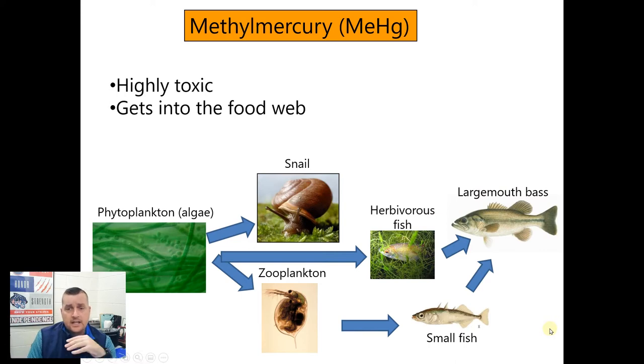So that toxic mercury then gets into the food web. Phytoplankton and algae build it up, so you have a small concentration of mercury in those algae. Those algae wind up getting eaten by snails or zooplankton or even plant-eating fish. Because those snails, plant-eating fish, and zooplankton eat a lot of that phytoplankton, their mercury levels build up. Then small fish and largemouth bass eat a lot of the plant-eating fish, the zooplankton, and the snails, so they build up even more of a concentration of methylmercury inside their tissues.